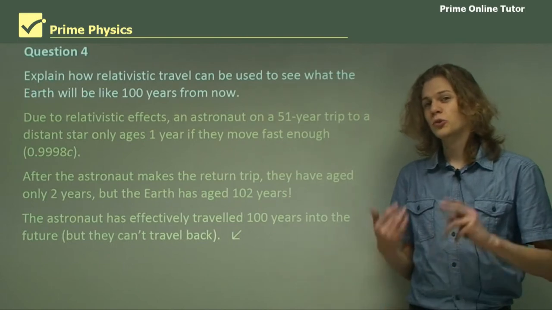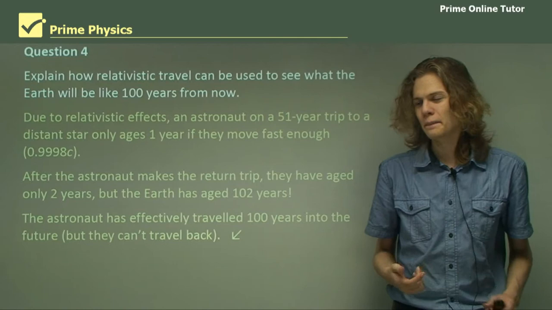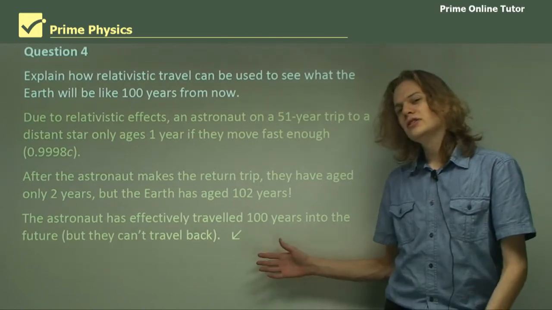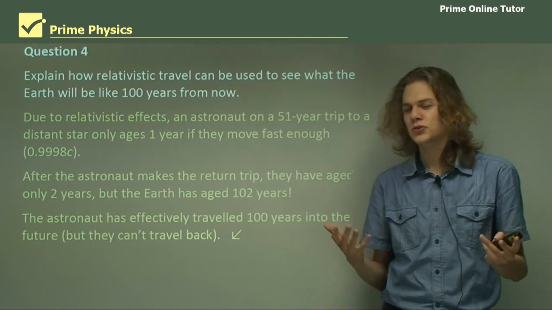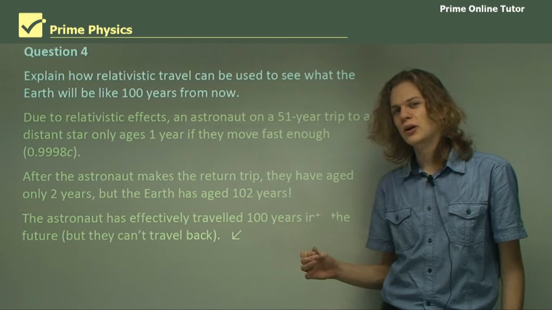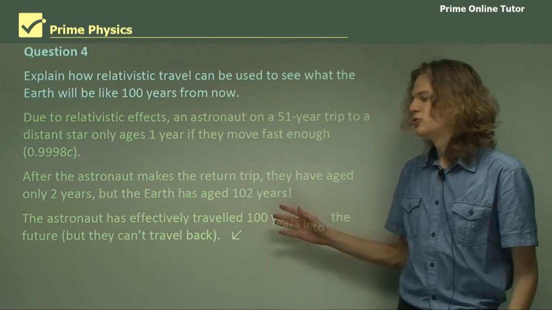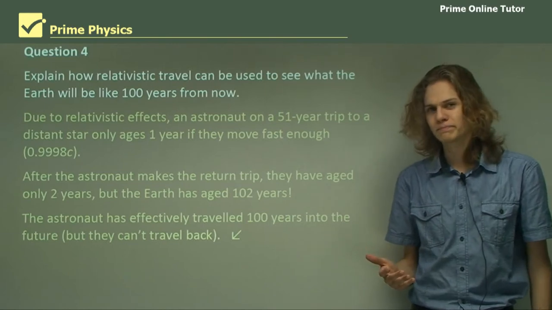This means that once we get back to Earth, everyone there is 100 years older than we would have expected them to be. So this means that we can travel forward in time at different rates, so it's possible to visit the future, so to speak. However, we can't visit the past, and it means that if we're 102 years into the future, we can't ever go back to where we started.